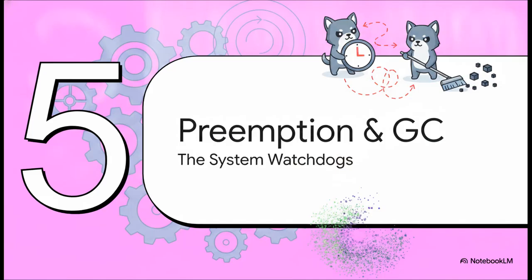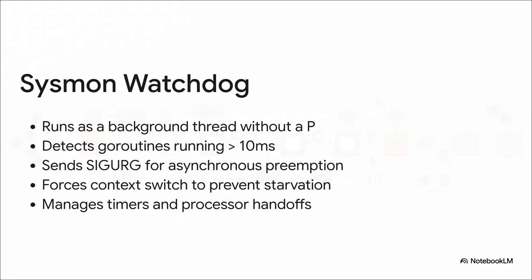Section 5. Preemption and garbage collection, the watchdogs and the climax. We now introduce the watchdogs. What happens if a Go routine enters an infinite loop and absolutely refuses to give up the CPU? Well, enter the sysmon thread, the system monitor. Sysmon is highly unique because it runs entirely without a processor. It just sits in the background, constantly watching the system. If it spots a Go routine hogging the CPU for more than 10 milliseconds, it steps in.